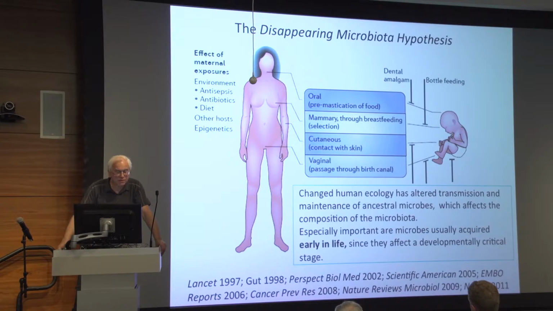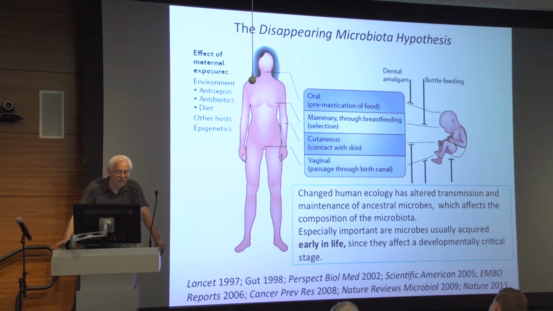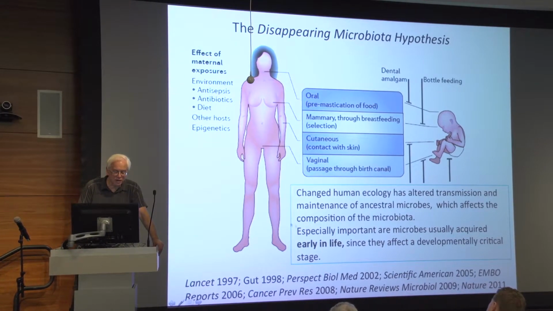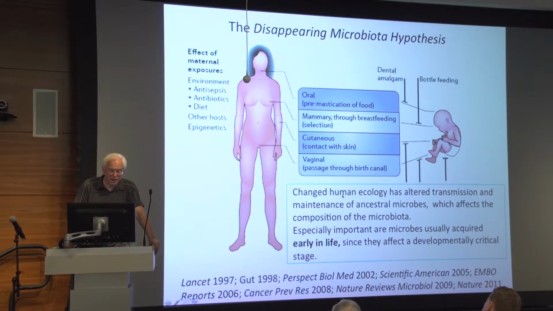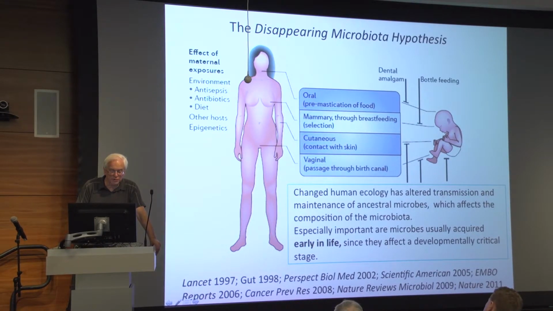So on the basis of these ideas, over these last almost 2 decades, I've been thinking about something that I've called the disappearing microbiota hypothesis. And this hypothesis has 2 major tenets. First, that changed human ecology has altered transmission and maintenance of ancestral microbes, which affects the composition of the microbiota. We have evidence for that already. And especially important are microbes usually acquired early in life, since they affect a developmentally critical stage.